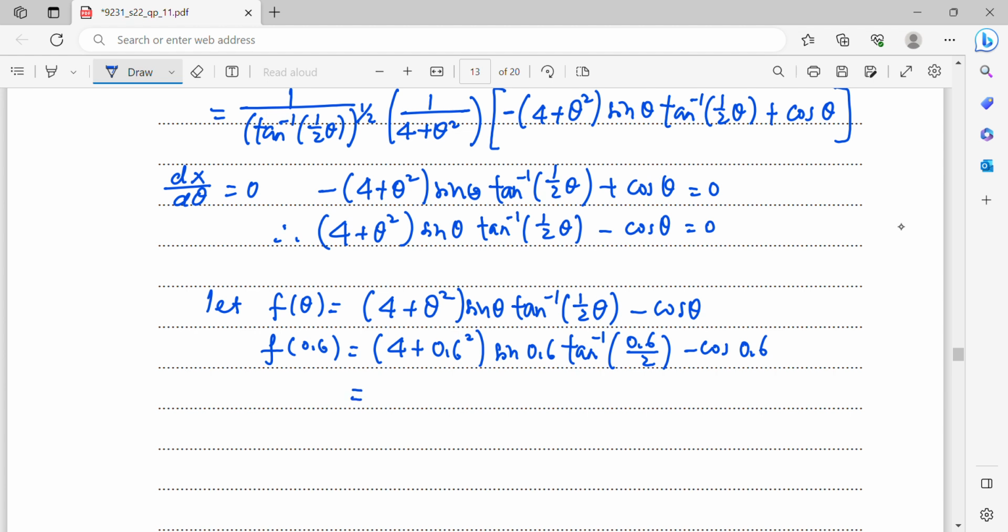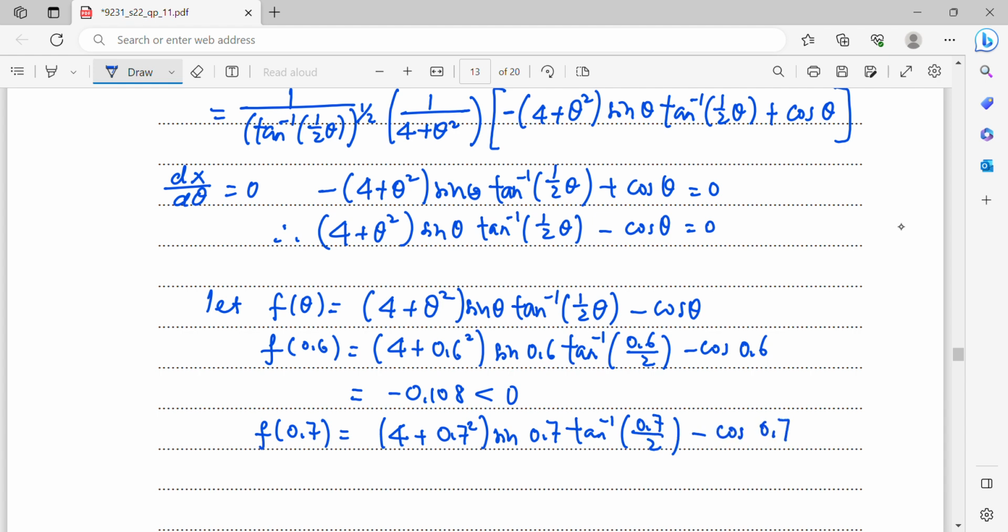So f(0.6) will be negative 0.108. This is a negative value. Now calculate f(0.7). This will be 4 plus 0.7 squared, sine 0.7, inverse tangent 0.7 divided by 2, minus cos 0.7. So at last, you will be getting 0.209, which is positive.